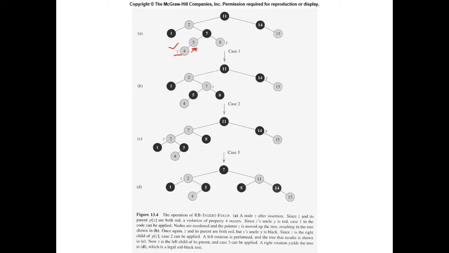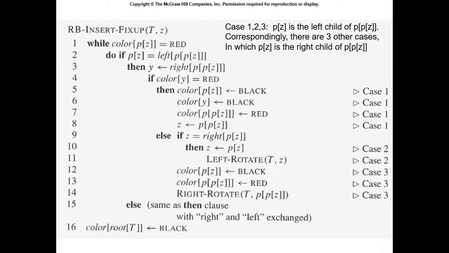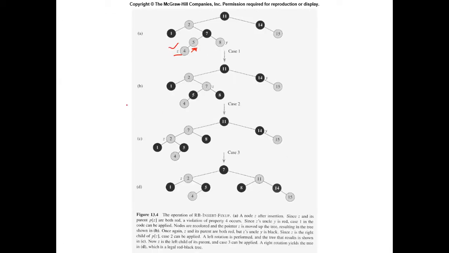But anyway, just looking at the left side scenario with three cases, what is happening? You can see z is the node which is just now added, with which the property violation took place because its parent is also red, and its parent is at the left of its grandparent. And we will identify the uncle sibling. This is the uncle sibling, right?